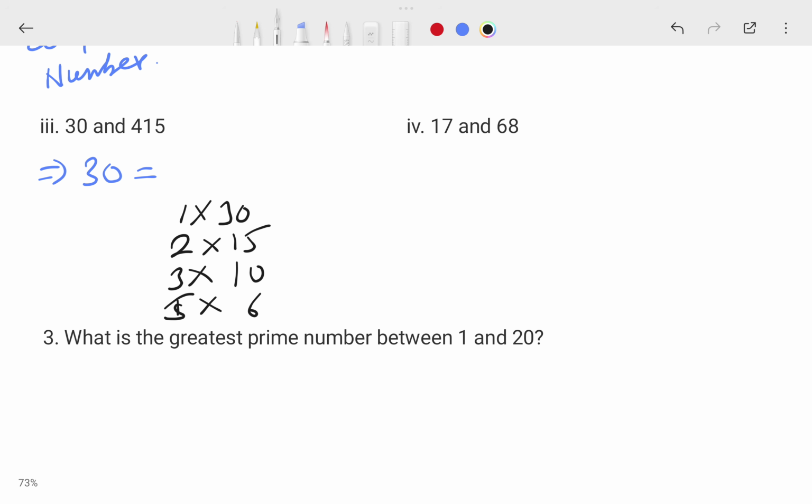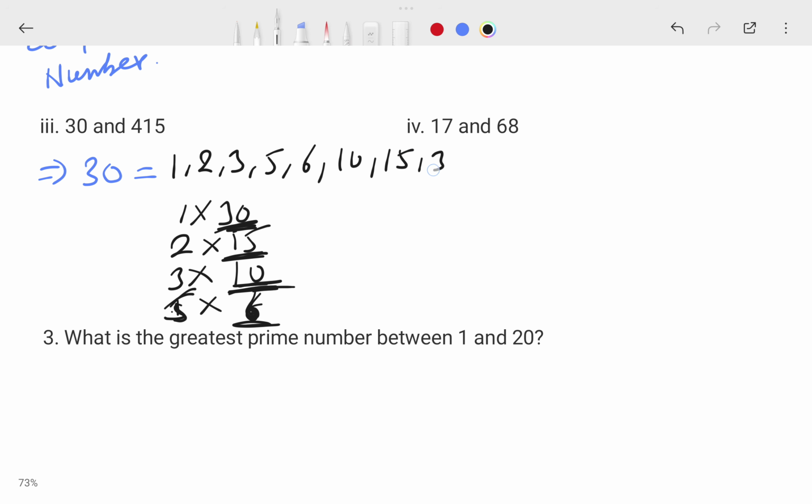After that it is in the 6 table, after that it is in the 10 table, after that it is in the 15 table, and after that it is in the 30 table, last. After 5, if you count 6, it is already there in the 6 table. Then after that you will find it in the 10 table, 15 table, 30 table. So the factors of 30 are simply 1, 2, 3, 5, 6, 10, 15, and 30. These are the factors. Okay, right.